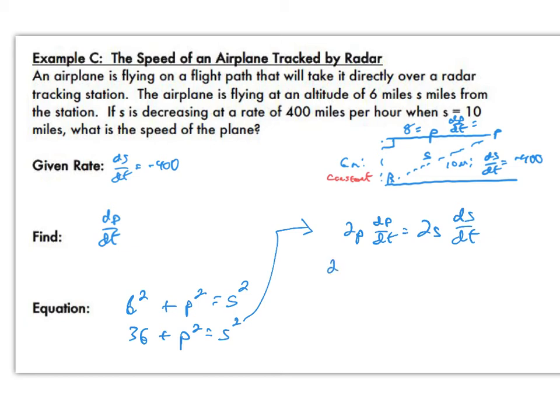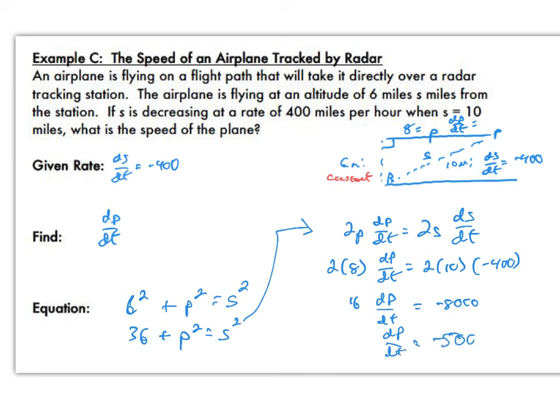Okay, so for example, we know that p is 8, and dp/dt is what we're trying to find. And we know that s is 10. We also know this is negative 400. So a little bit of algebra later will lead us to some information. And this is going to be negative 8,000. And if I divide that by 16, dp/dt is going to be negative 500. And this is going to be in miles an hour, rather.